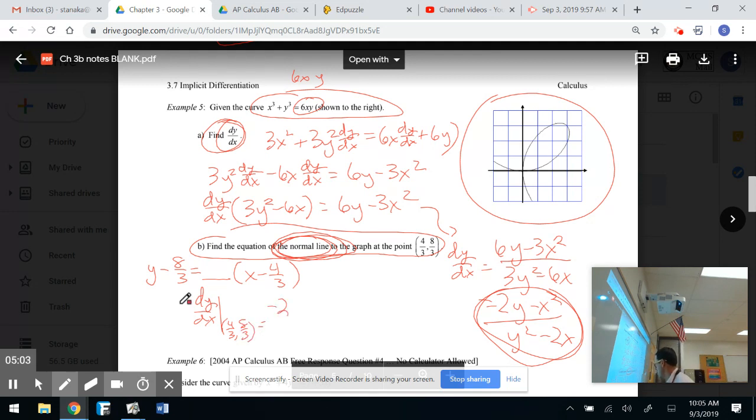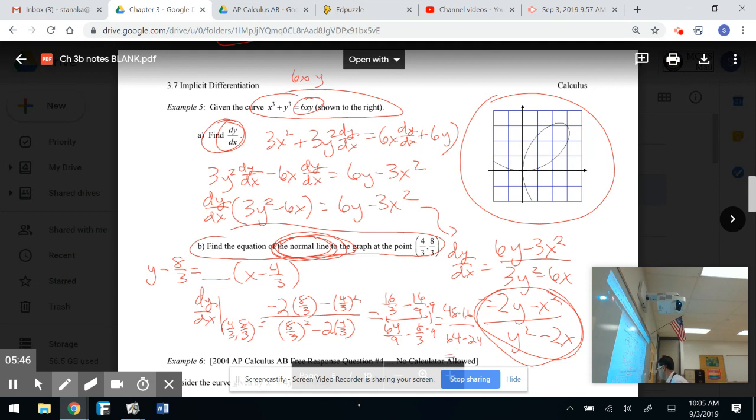Let's see what we get. We get negative 2 times, plug my y in there, 8/3 minus 4/3, and we're going to square that, all over y squared. So that'd be 8/3 squared minus 2 times 4/3. Do some math. 16/3 minus 16/9, all over 64/9 minus 8/3. Oh my gosh, they all have a 9 in it. So let's just multiply the top and the bottom by 9, and we get 48 minus 16 over 64 minus 24.